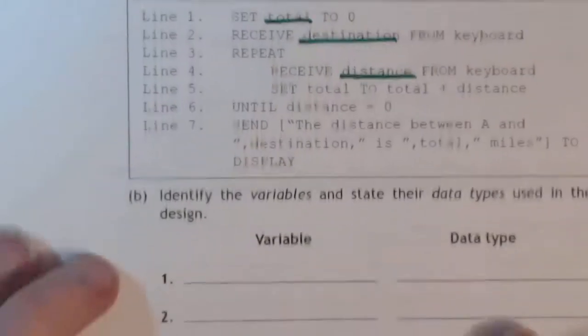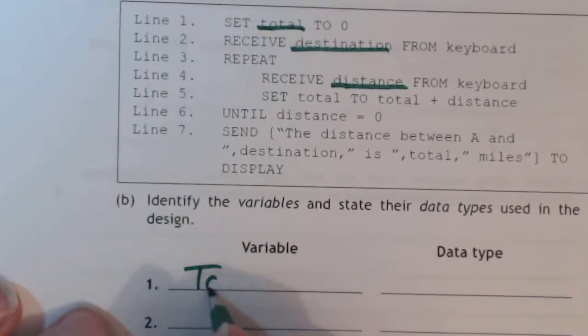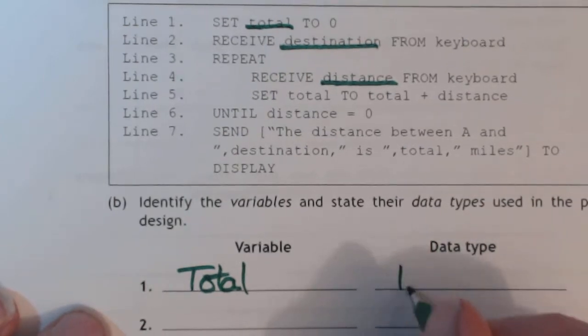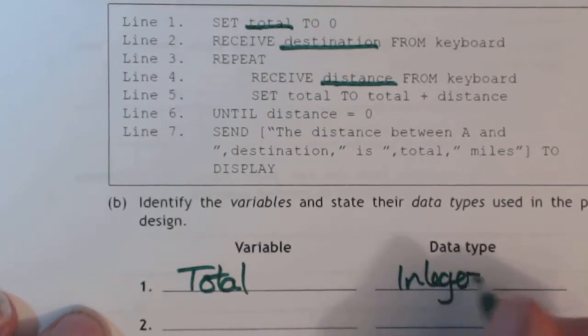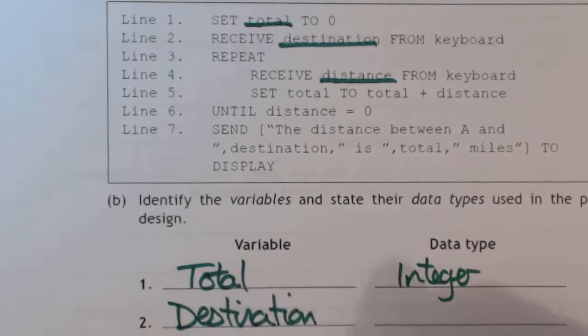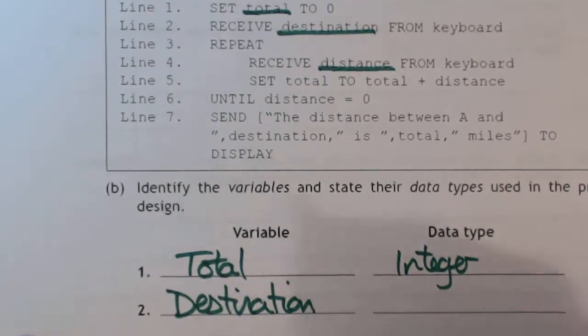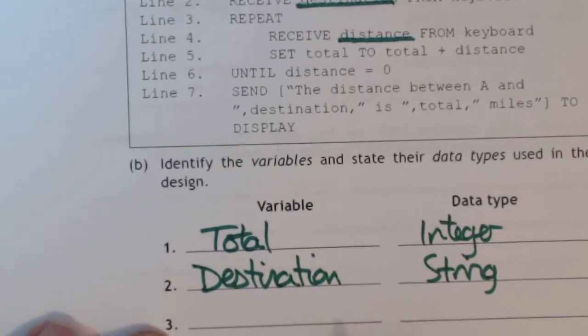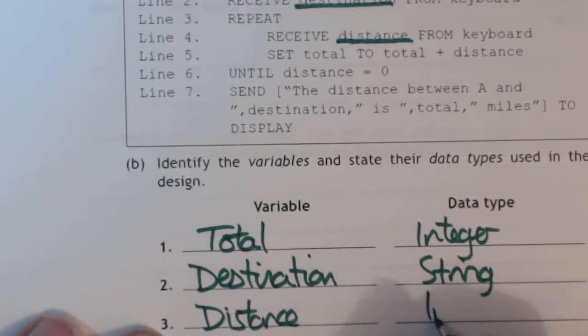So what we could do is we'll say the first one's total. Now, what's that going to be? That's going to be an integer. It's just going to be a whole number. I can't see anything like 7.5. Next one, destination. What will that hold? That's just going to hold a letter, so we'll call that string. And we've now got distance as well. And that's going to be an integer as well.